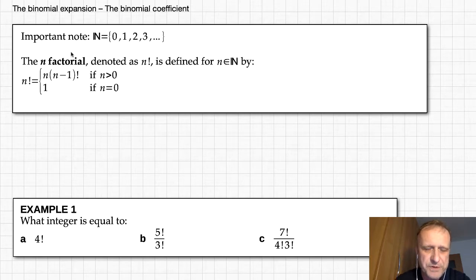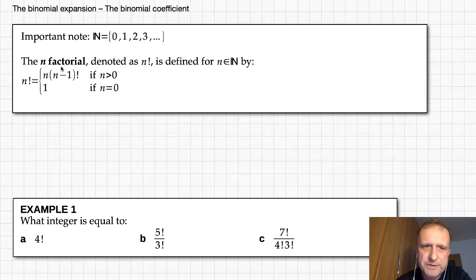So, important note, the set of natural numbers consists of numbers 0, 1, 2, 3, etc. This is the convention used in our textbook. But be aware of the fact that in some Slovak textbooks, 0 is counted out. It's not taken as the natural number, but here we will take it to be the natural number. Okay, so first let us start with the n factorial.